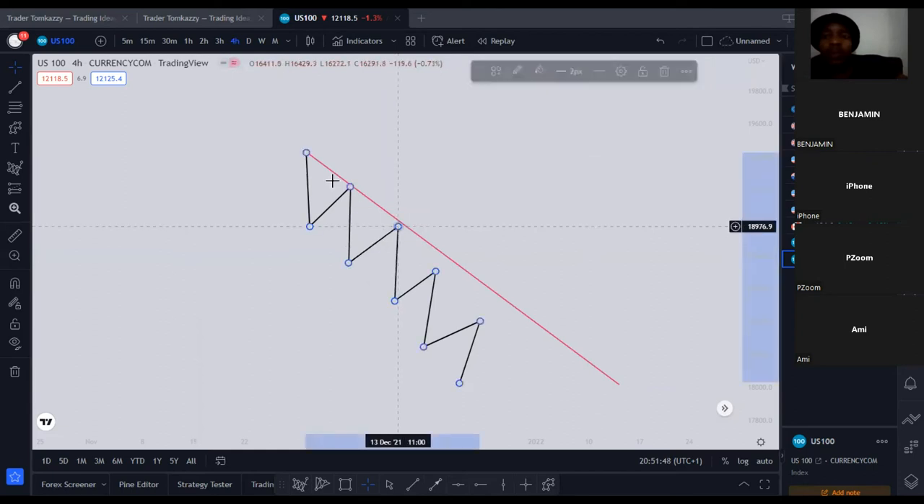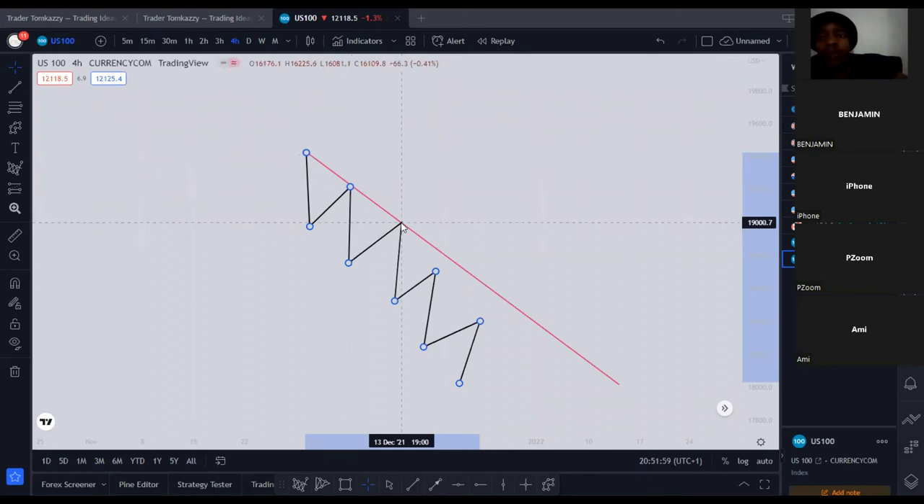So this is the first, second. Now, some people don't consider this one as the first one, but me, I do consider it as the first one. Then the third one, so you start looking for opportunity.